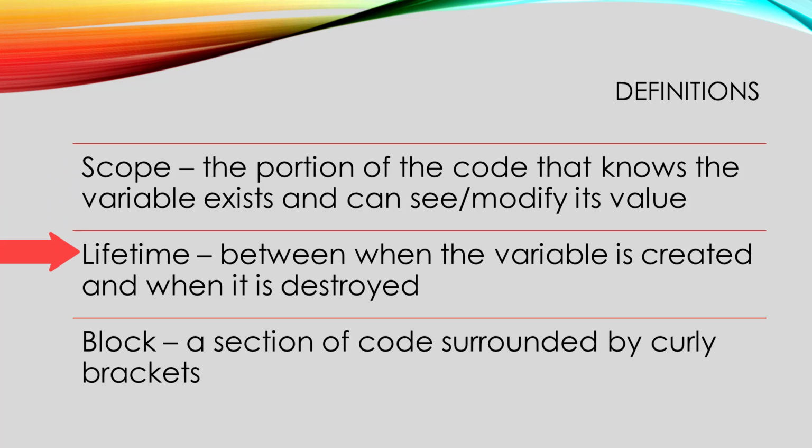The lifetime of a variable is the time when the system is running where the variable exists in memory. While the system is running, variables get created and used, and then destroyed. A variable's lifetime is the time between when it gets created and when it gets destroyed. Finally, a block of code is a section of code that is surrounded by curly brackets. For example, the code inside a while loop is in a block of code.